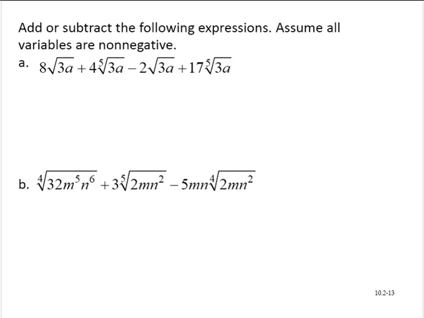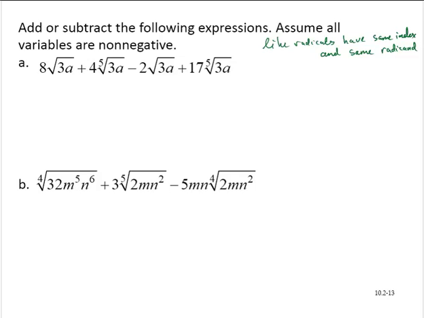So now, when we're adding or subtracting with radicals, we must have like radicals. All right, so the like radicals have the same index and the same radicand. What's the radicand? What's on the inside of the radical? And the index? What root are we taking?